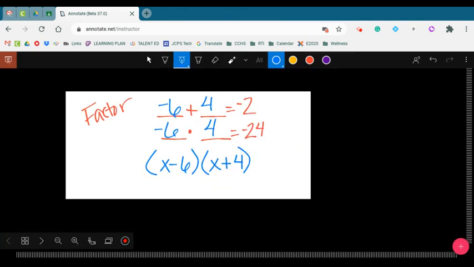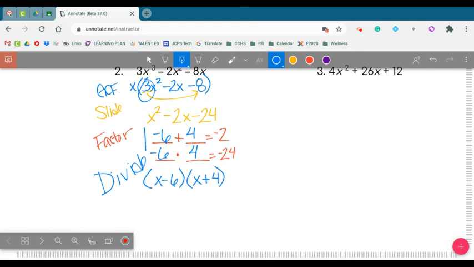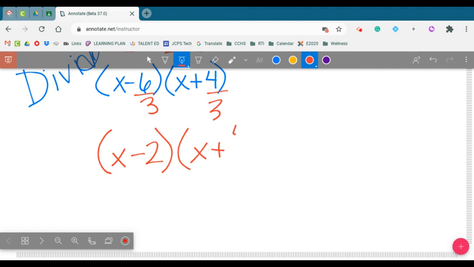My next step is to divide. So I'm going to divide by this 3. Oh, goodness. I'm going to divide by this 3 up here. So I'm going to divide both of these by 3. 6 divided by 3 will give you 2. 4 over 3 does not simplify at all. And then we will swing.